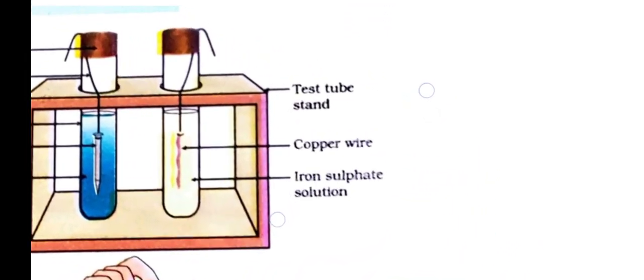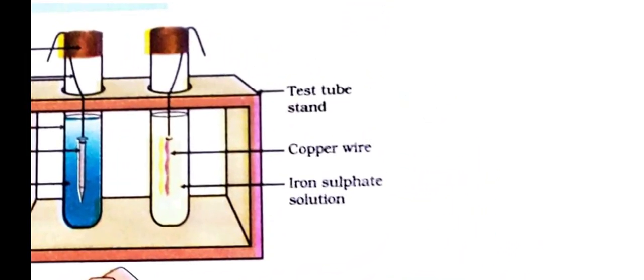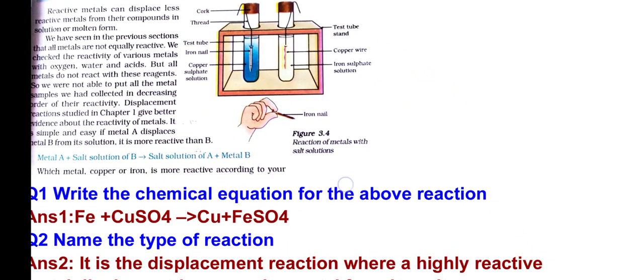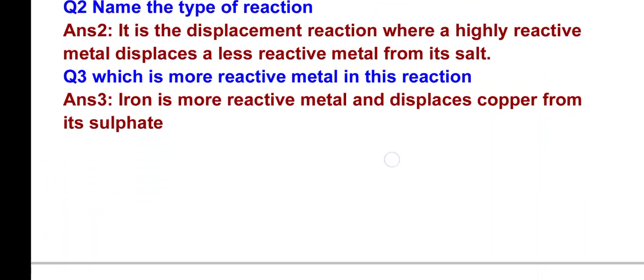But the copper wire in the iron sulfate will not show any change even after some time. So there is no displacement reaction in the second reaction mixture. So copper is again proved to be the less reactive metal.